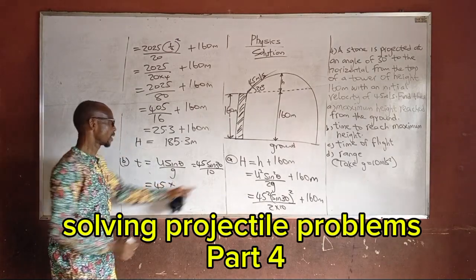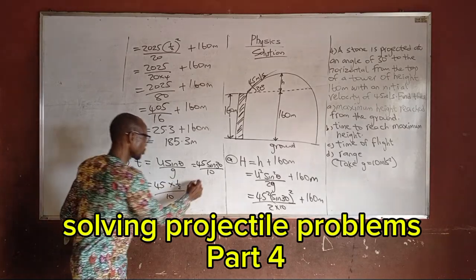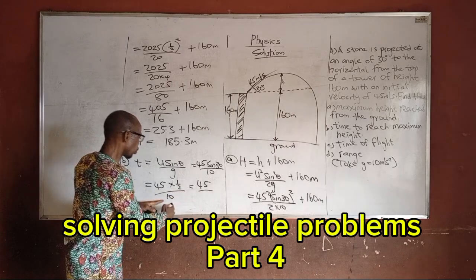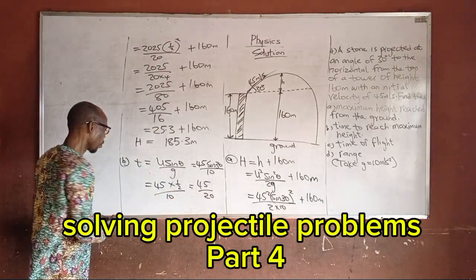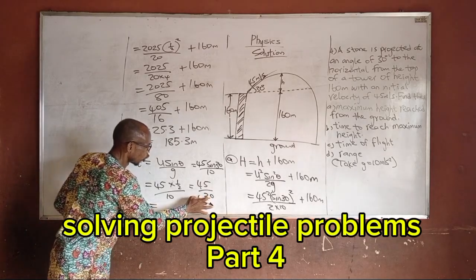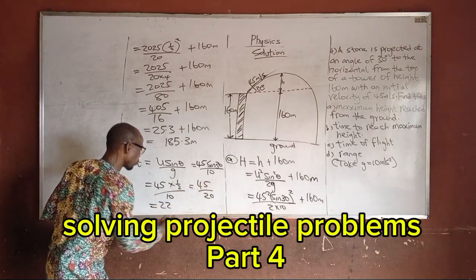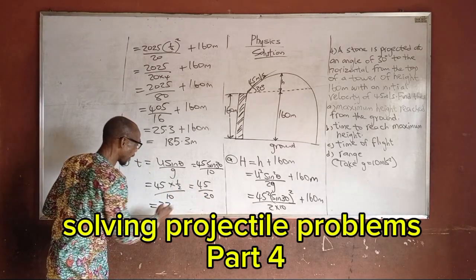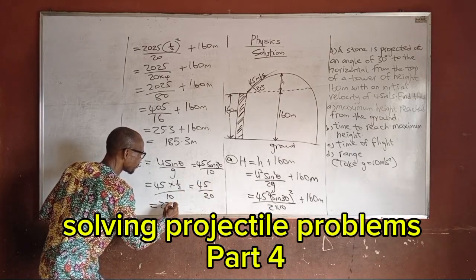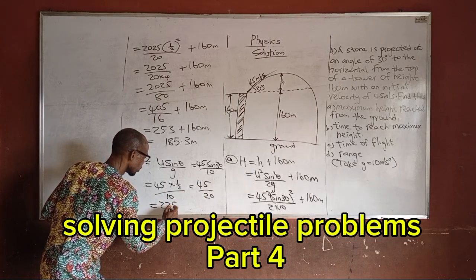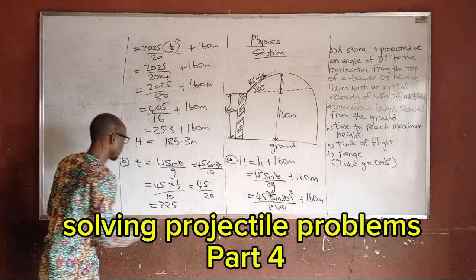This is equal to 45 times our sine theta, which is one half, so this gives us 45 all over 2 times 10, which is 20. Let's divide that: 2 into 4, we have 2, 2 into 5, we have 2 point 5. So our answer is 2.25 seconds.